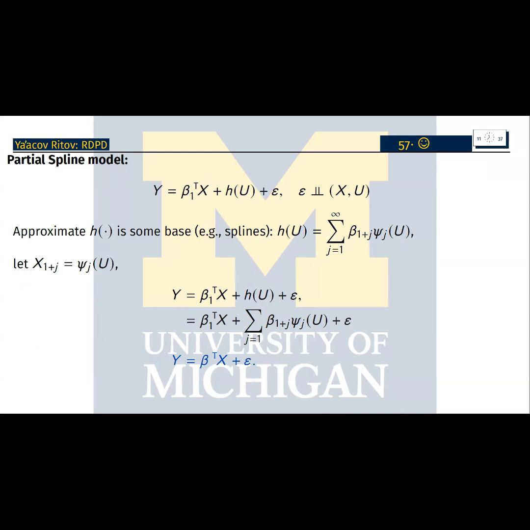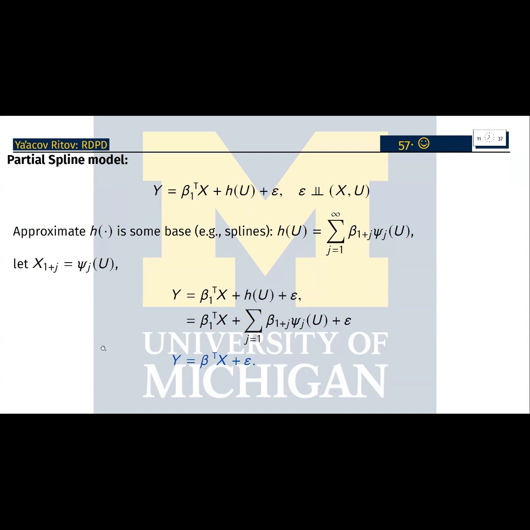When we worked on the semi-parametric model, we considered it as a partial spline model, and this is in line of the original econometrics paper that appears in JASA. And so we return to this model, to this partial linear model, except that I now take H and expand it in some base. So for example, splines.